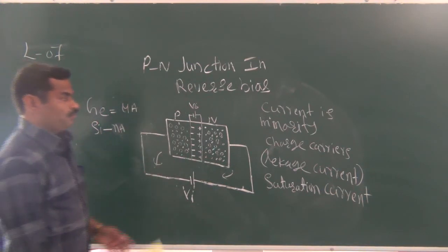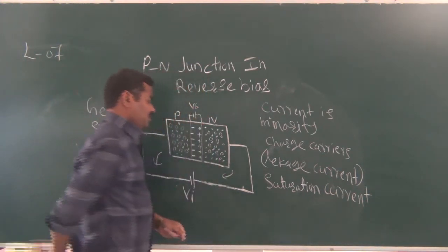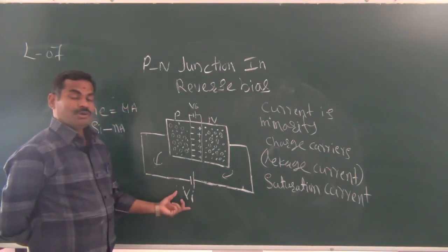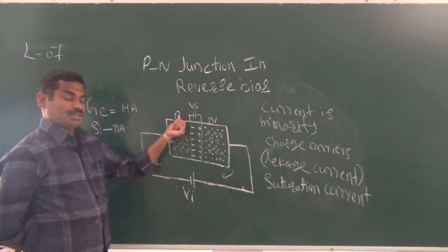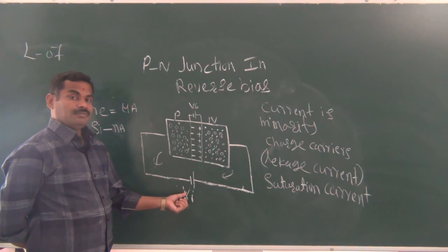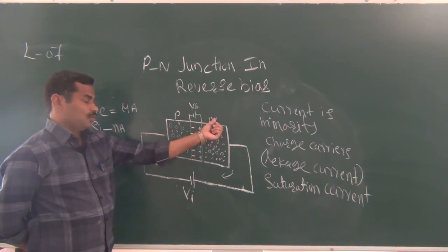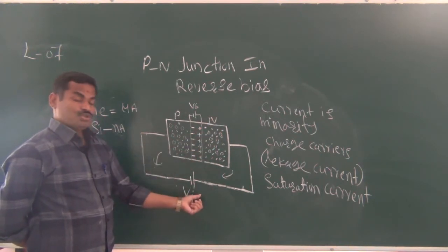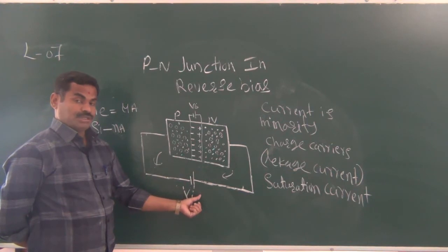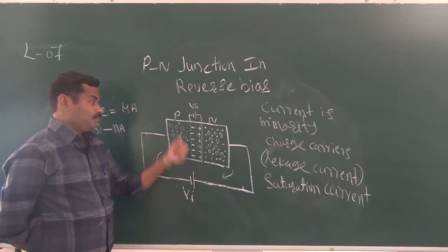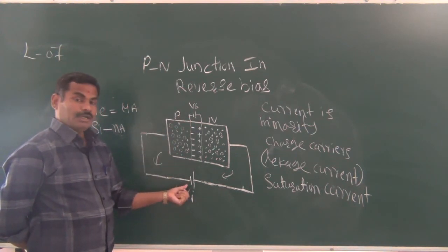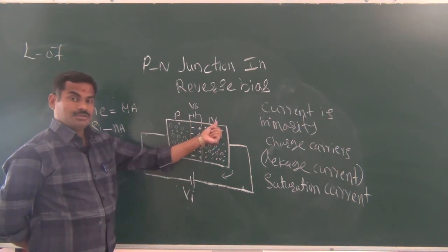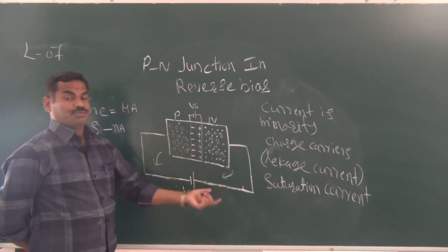Maybe you have followed; I will say it again. First, what is reverse bias? Reverse bias is nothing but the P-type semiconductor connected to the negative of the battery, and the N-type semiconductor connected to the positive of the battery. That is reverse bias.